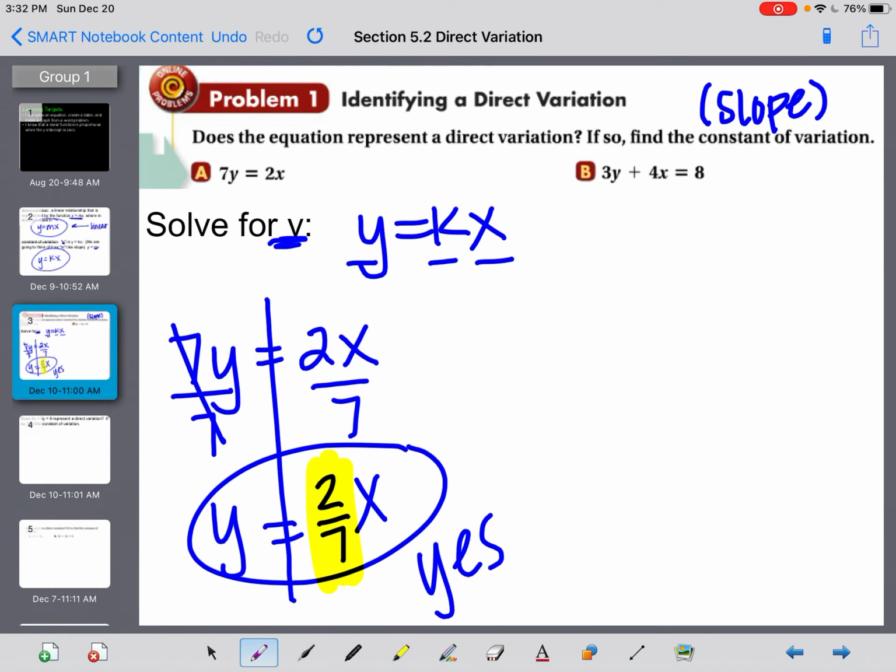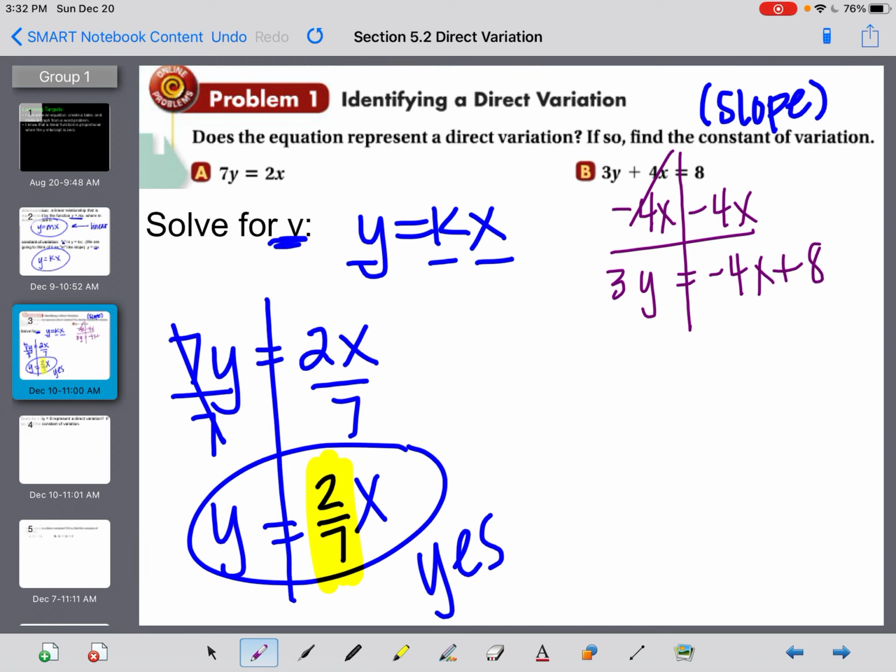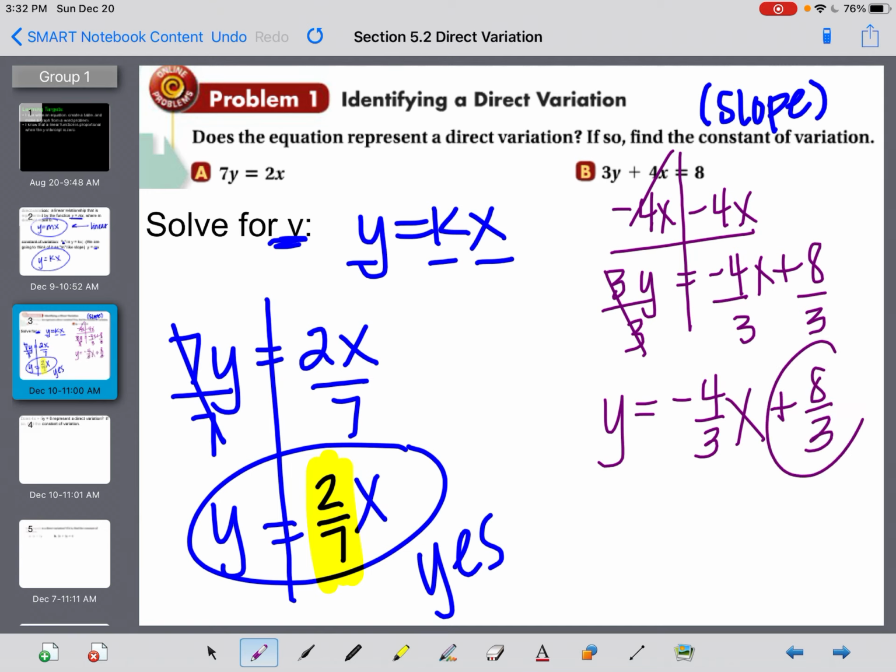All right, let's check out the next one. The next one says 3y plus 4x equals 8, and we're trying to get the y by itself. So we're going to start by subtracting 4x. So we'll have 3y is equal to negative 4x plus 8. Divide everything by 3. Okay, and we're left with y equals negative 4/3 x plus 8/3. Okay, this one, because of this, it is not a direct variation. It cannot have anything extra added or subtracted at the end. So this is a no, and you can't find a constant of variation because it's not a direct variation.